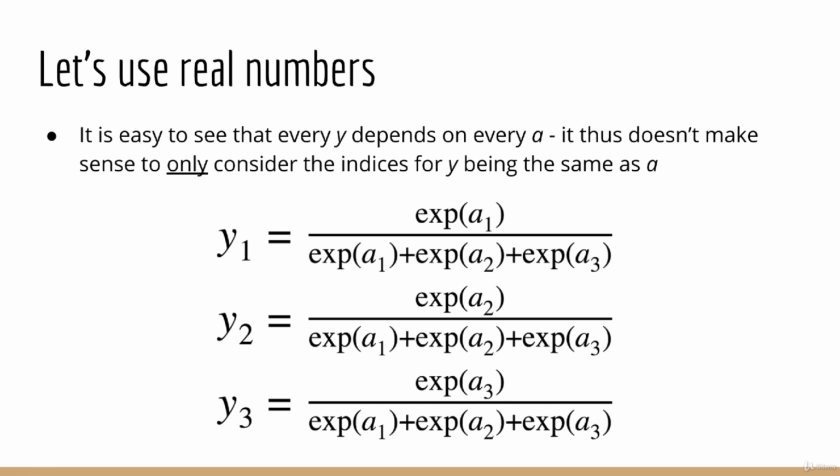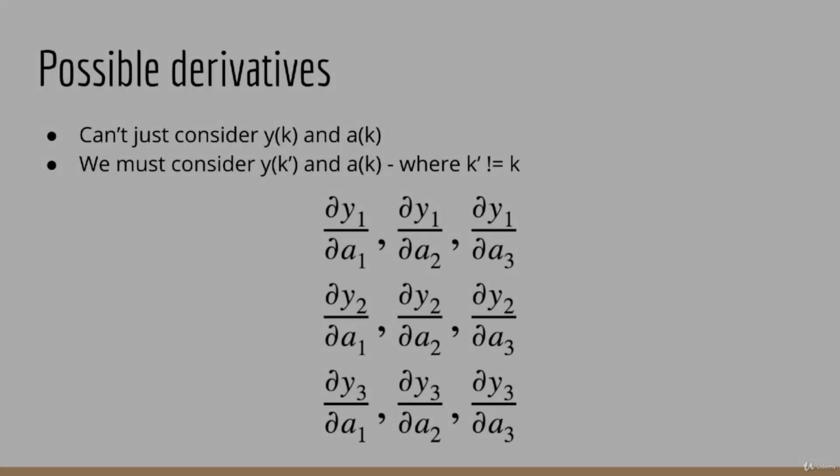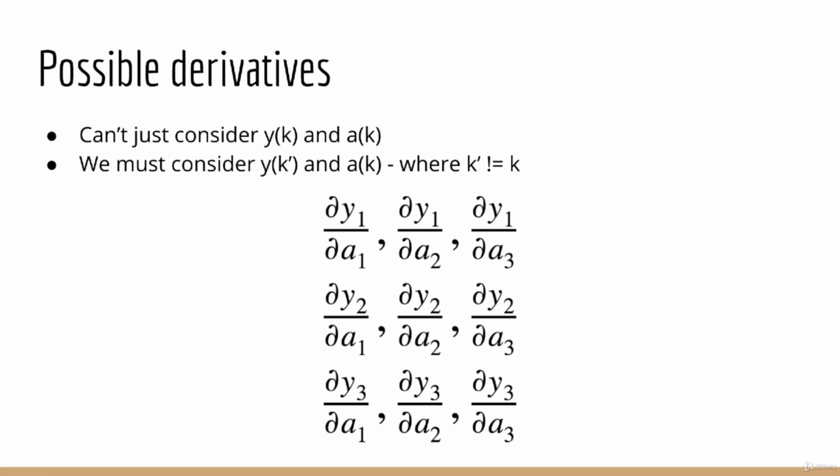It's easier to see if we draw a picture and use real numbers. Let's suppose we have three output activations, a1, a2, and a3. Then we have three corresponding output probabilities, y1, y2, and y3. We can calculate these probabilities using the softmax function. From this, it's easy to see that y1 depends not only on a1, but also a2 and a3. Similarly, y2 depends on all of the a's, as does y3.